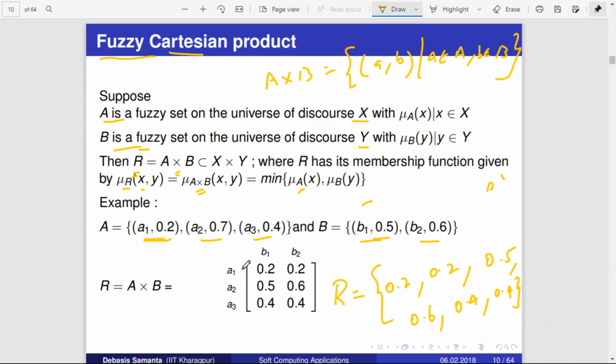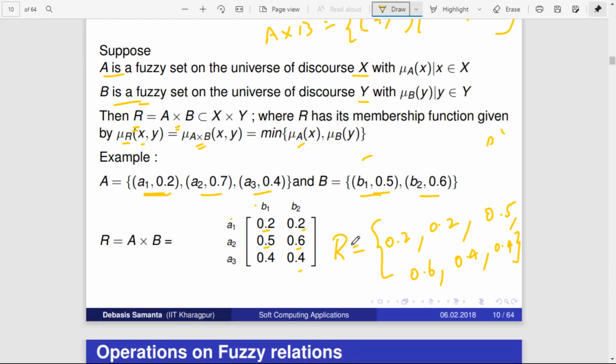You can represent this as a matrix. Basically it is a mapping from set A to set B, from all A1, B1, A2, B2 like that. When you map from A1 to B1, the smaller is 0.2. A1 to B2 also it is 0.2. A2 to B1 it is 0.5. A2 to B2 it is 0.6. A3 to B1 it is 0.4. A3 to B2 it is 0.4. So this is how we find the Cartesian product of two fuzzy sets.